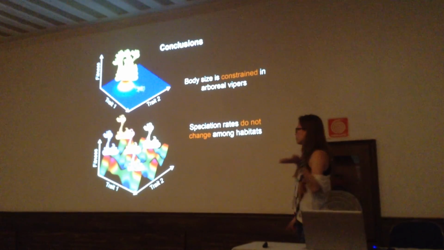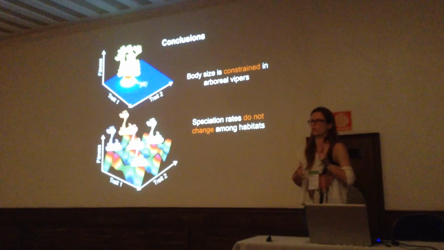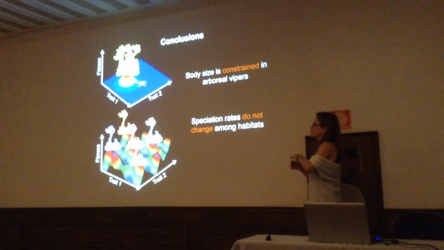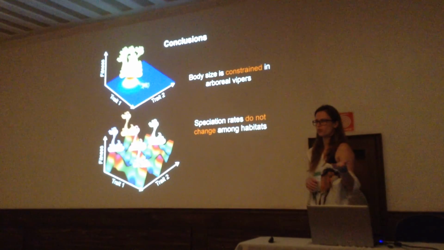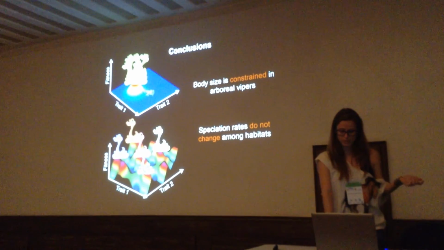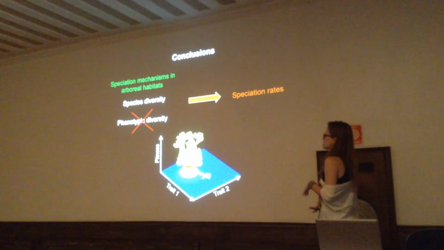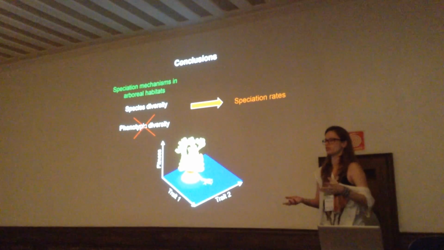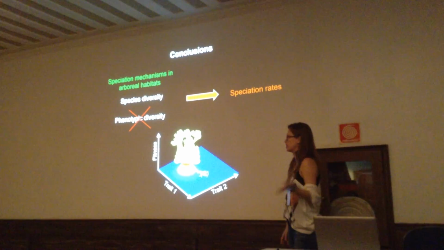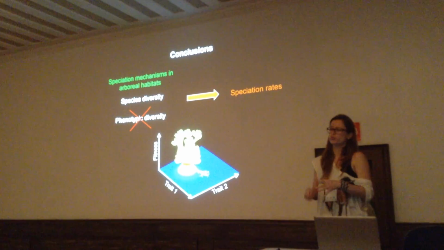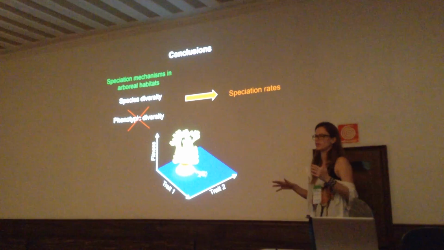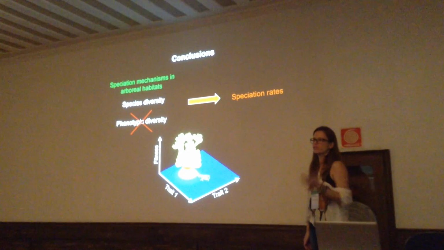So, although body size seems to be very constrained among arboreal vipers, this lack of phenotypic variation seems to be decoupled from speciation rates, which remain the same between habitats. So it is feasible to suggest that the mechanisms that generate species in the arboreal habitats generate species diversity without generating phenotypic diversity. And this mechanism seems to play a significant role among the arboreal lineages because they prevent the speciation rates from declining once the lineage invades the arboreal environment.